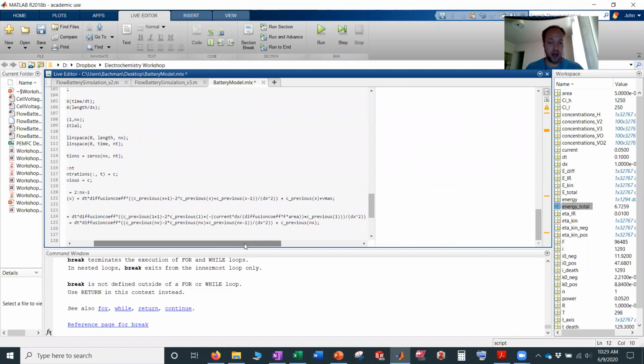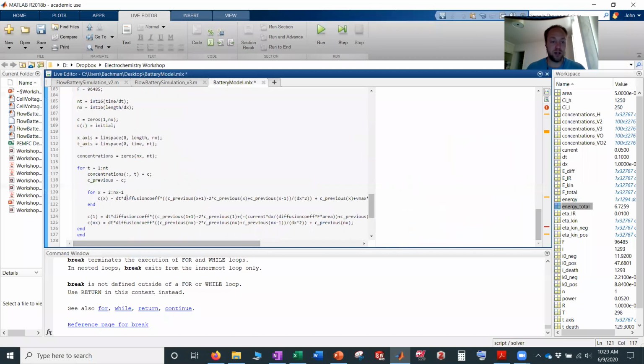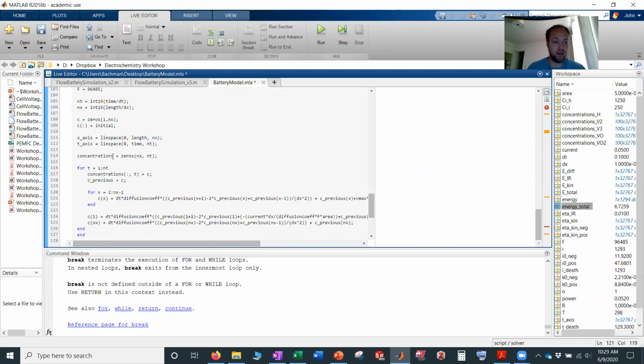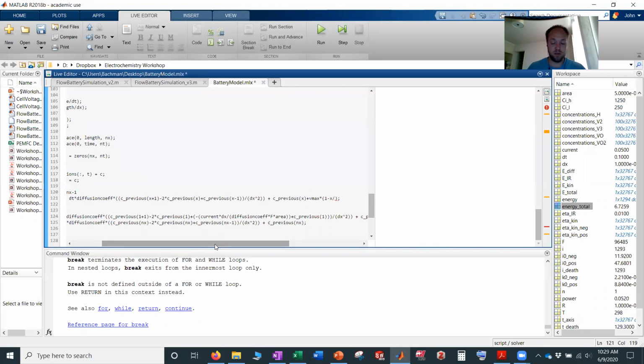So the velocity will be V max, and it's parabolic, right? So it's 1 minus its x position over the length. The x position will be x here. So 1 minus x divided by the total length, and this portion is squared. This is just what the velocity profile would look like if you solved a boundary layer profile. It would be parabolic, high in the middle and low at both edges.